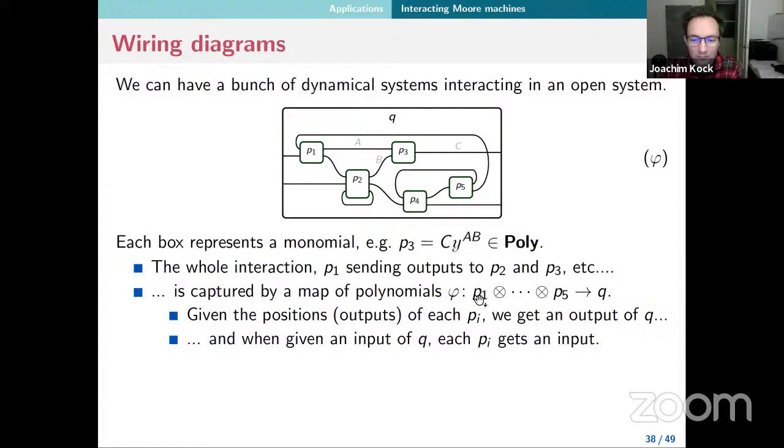Yeah, so this picture here, trying to think of a way to say this easily enough. The topology of this graph here, by which I think you mean the connection pattern, is exactly what you need to define this map from P1 tensor P2 tensor P3 to Q. So let's say you had AY^B and BY^C. You would get a map from that tensor to AY^C.